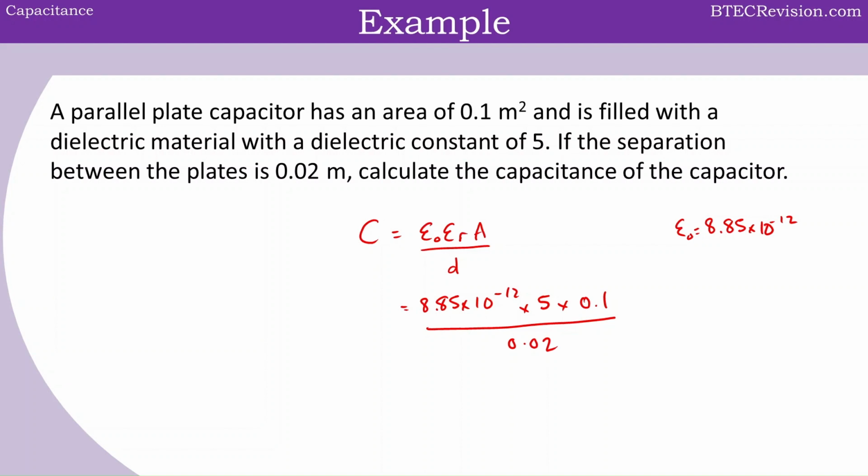And plugging all these values in to our calculator, we get 2.21 times 10 to the power of minus 10 farads. And we can also write this as 0.221 times 10 to the power of minus 9 farads, and we know minus 9 is nano. So that is 0.221 nanofarads.